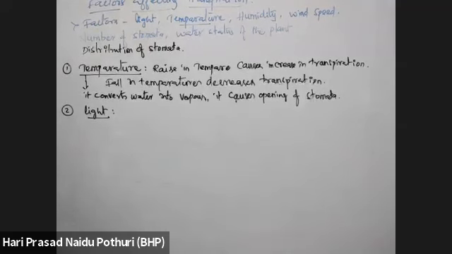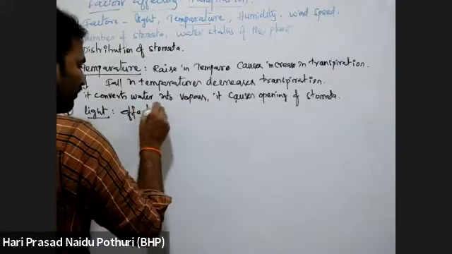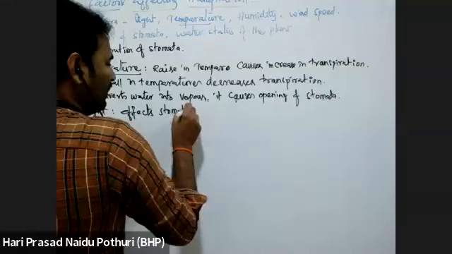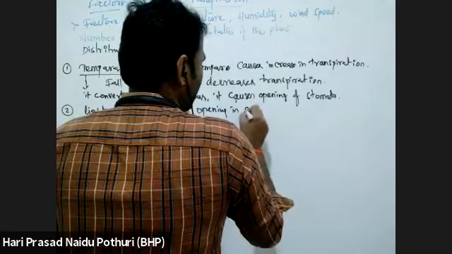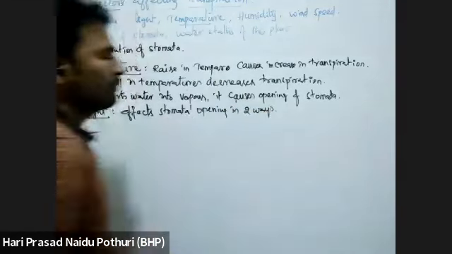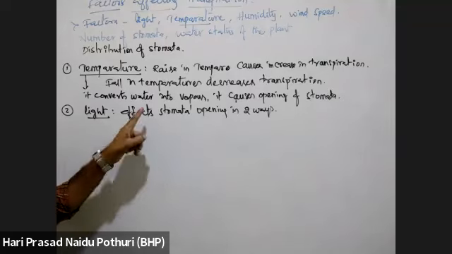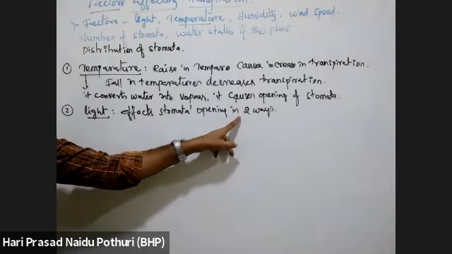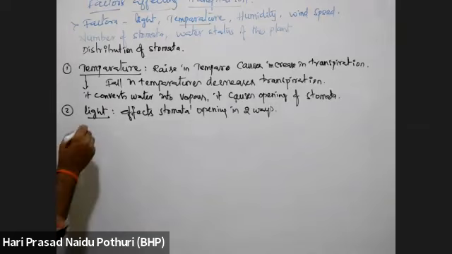Okay, here light affects stomatal opening in two ways. What happens in the presence of light is that it controls transpiration. The transpiration is controlled in two ways: it controls stomatal opening and affects leaf temperature.